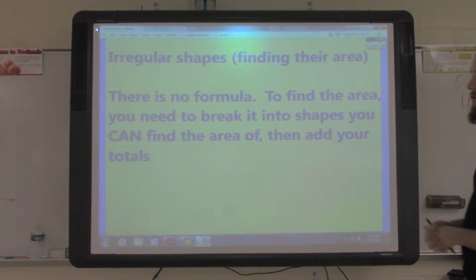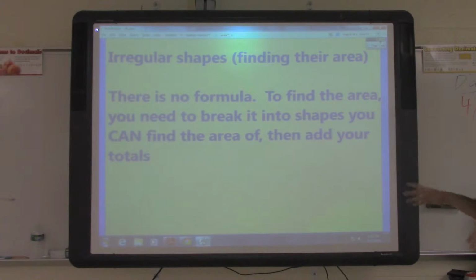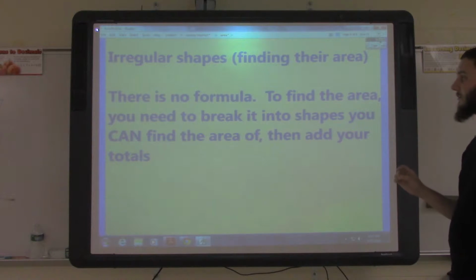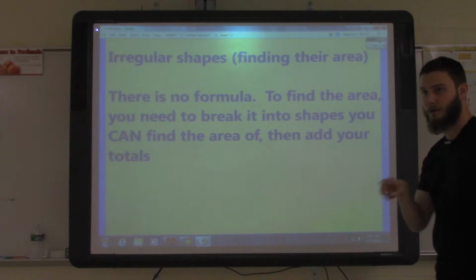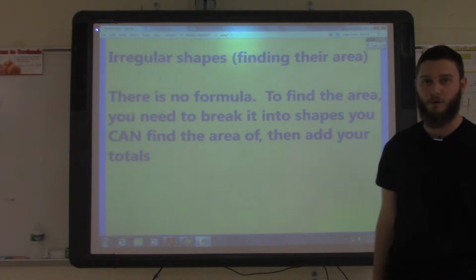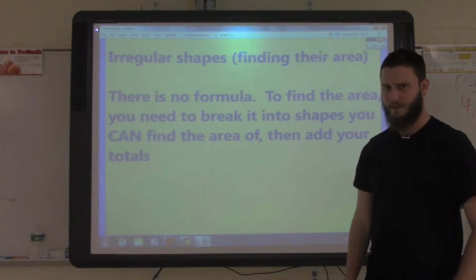What you have to do in order to find an accurate square footage of those areas is you have to break those shapes into shapes that you can find the area of. Once you have broken them up and found the areas of those smaller sections, you add up your totals. Let me show you a couple of examples.